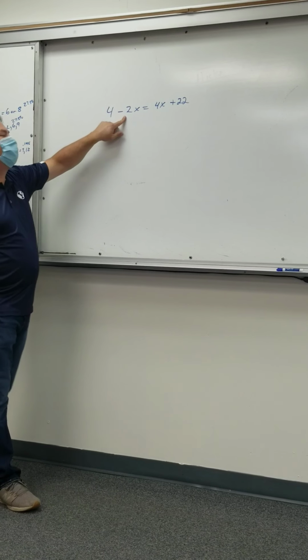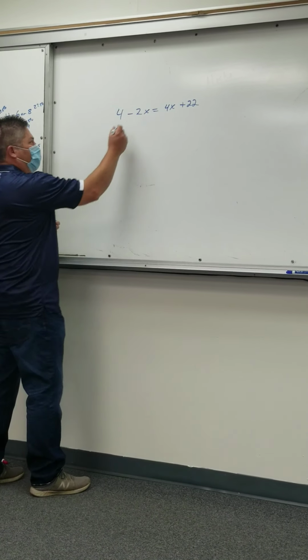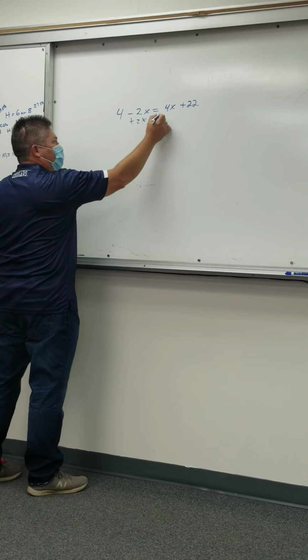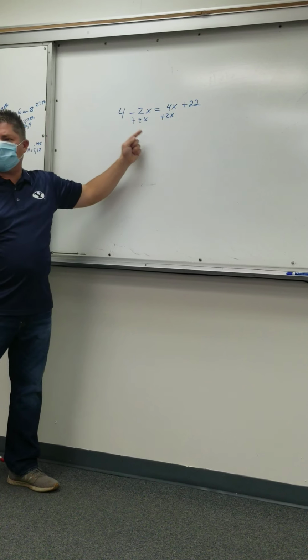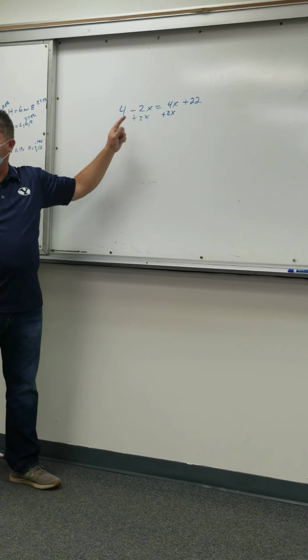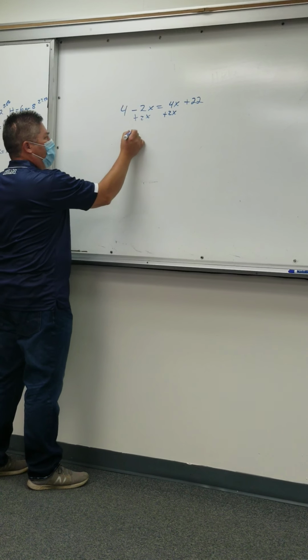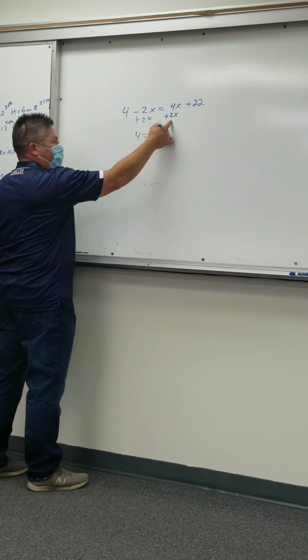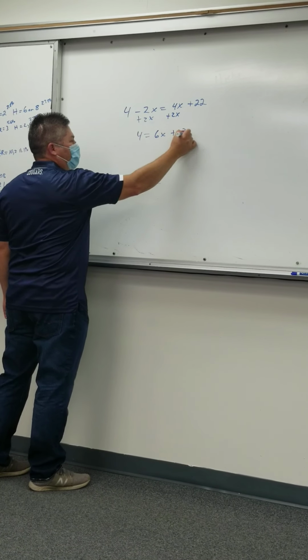So how do I get rid of minus 2x? Plus it. Good. I'm going to add 2x. I do that to both sides of the equation. This is still keeping it equal. If these were on the same side, I couldn't do that, right? But because they're on opposite sides, I can, and it'll make things easier for me. So I'm going to add it. I end up with 4 equals how many x then? 6x, very good, plus 22.